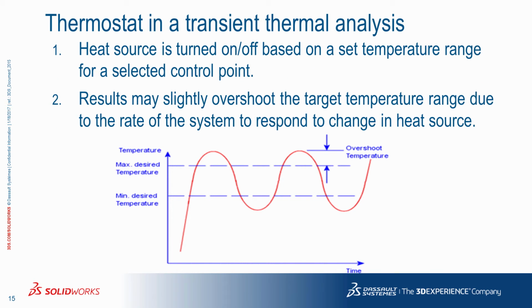The second consideration is when you move to a transient thermal analysis, you can have a thermostat, just like the thermostat you would have in your house to control your HVAC unit. That defines that a heat source can be turned on or off based on a set temperature range for a given selected control point. And because the system might be slow to respond to the change in heat source, you might have a slight overshoot from the target temperature range, depicted in this graph here at the bottom of the screen.